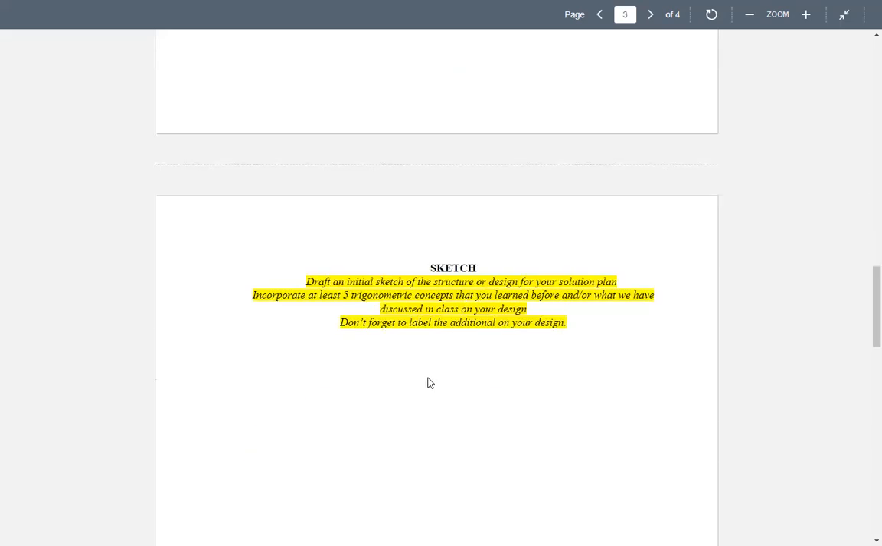Next, your sketch, draft an initial sketch of the structure of your design of your solution plan. You can just add those additional equations on the sketch that you did before. Next, incorporate at least 5 trig concepts that you have learned before and what we have discussed in class on your design. And don't forget to label the additionals on your design.